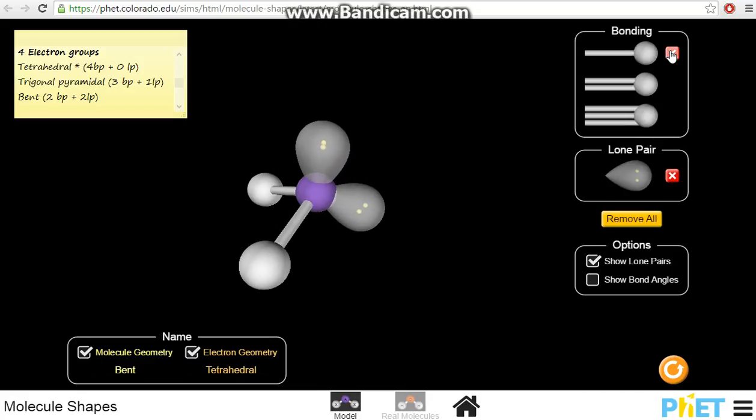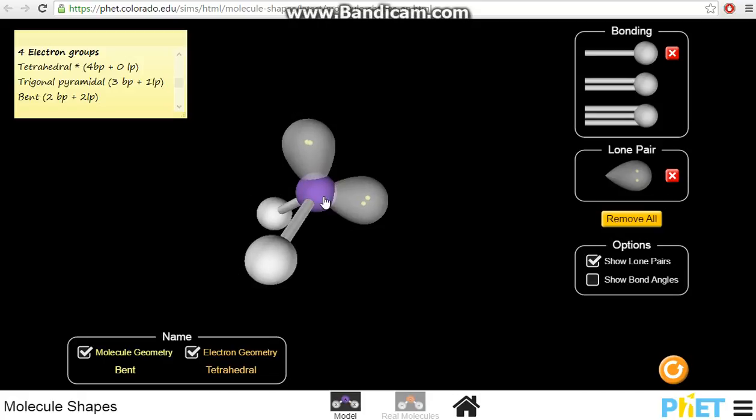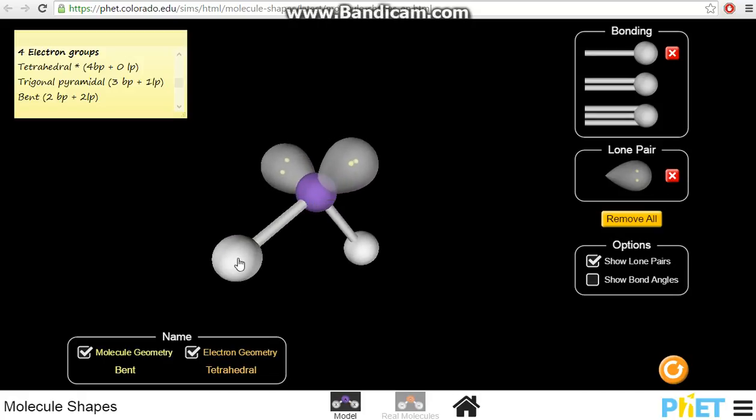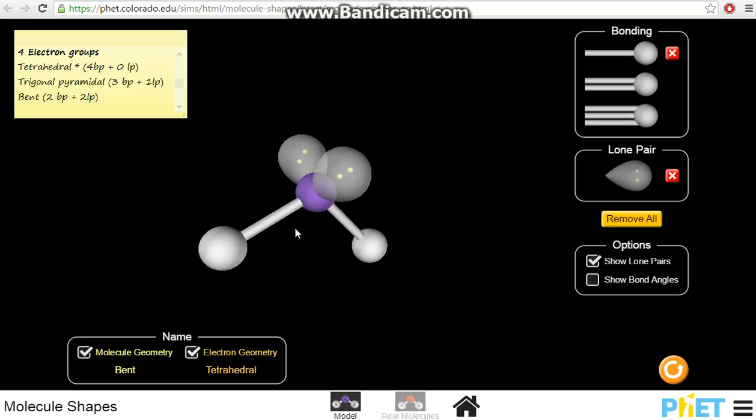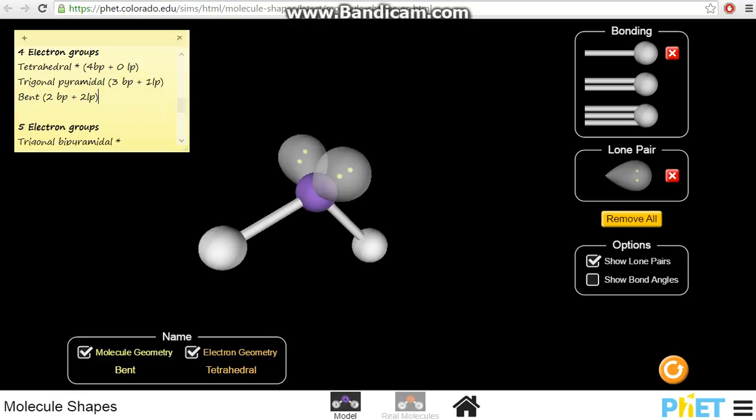Where there are two lone pairs, the bond angle will be even smaller, right? Because now you have two massive lone pairs occupying the region, and the repulsion will push the bond pairs away from the region. So the angles will become smaller as we add more lone pairs. So this is for 4 electron groups. Let's look at 5 electron groups.